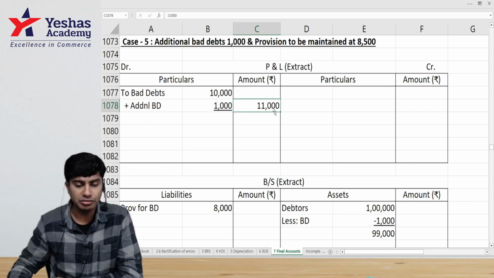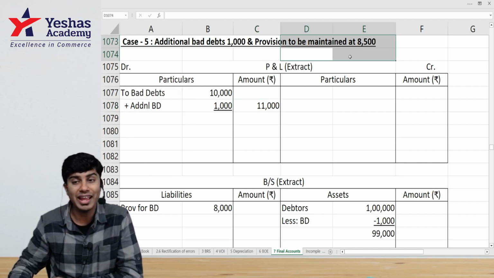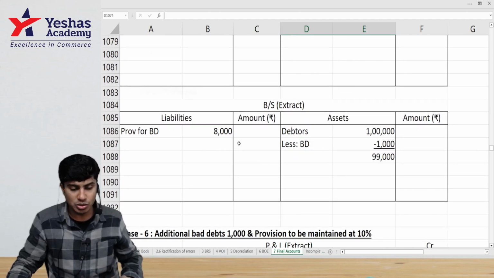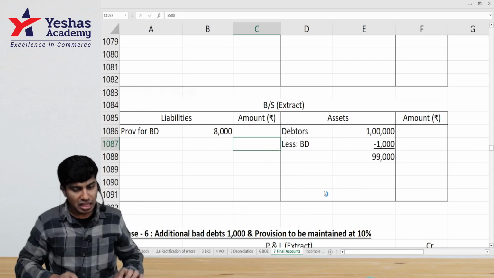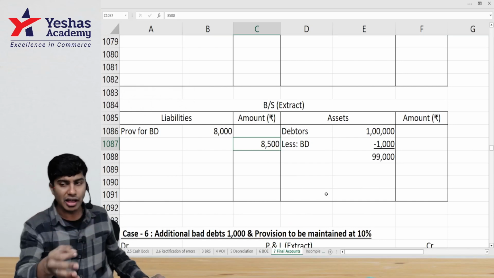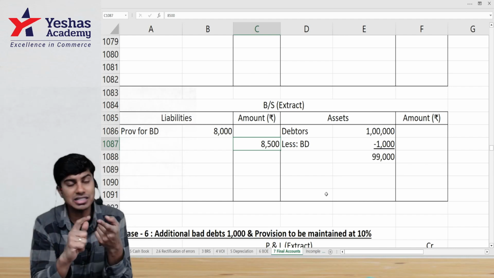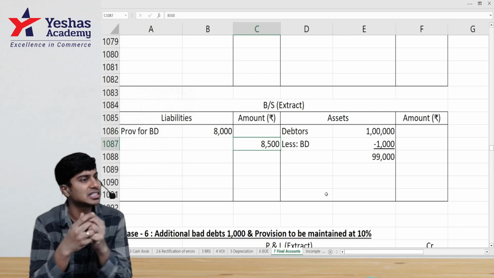Then I have provision to be maintained at what amount? 8,500. When they say provision has to be maintained at 8,500, if in case there was no provision, I would have created 8,500 provision, wrote it as an expense and wrote it as a liability. But there is an existing provision.